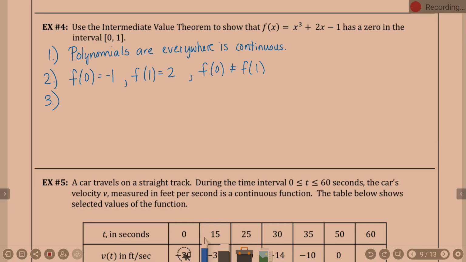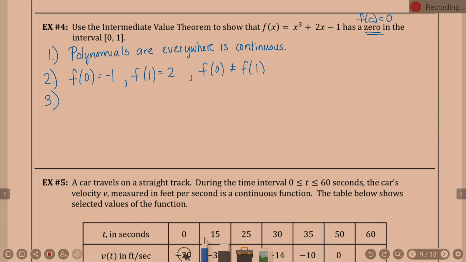And then to decide the third one, we're asking, is there a 0? What does a 0 mean? Someplace where f of c would equal 0. Is there going to be a 0? Yeah, because 0 is between -1 and 2, as he was saying.